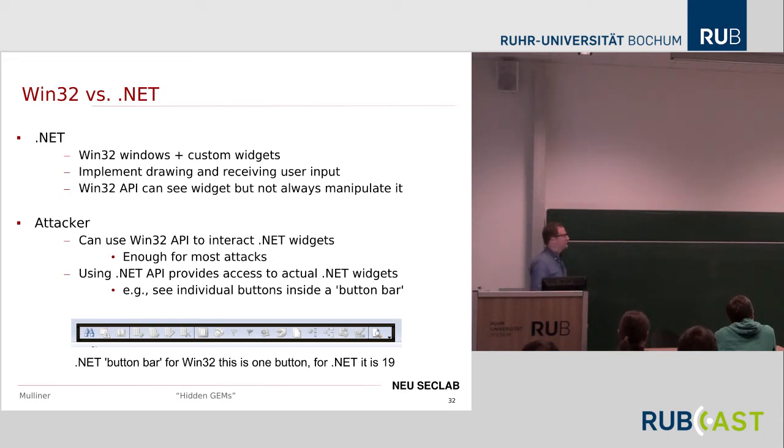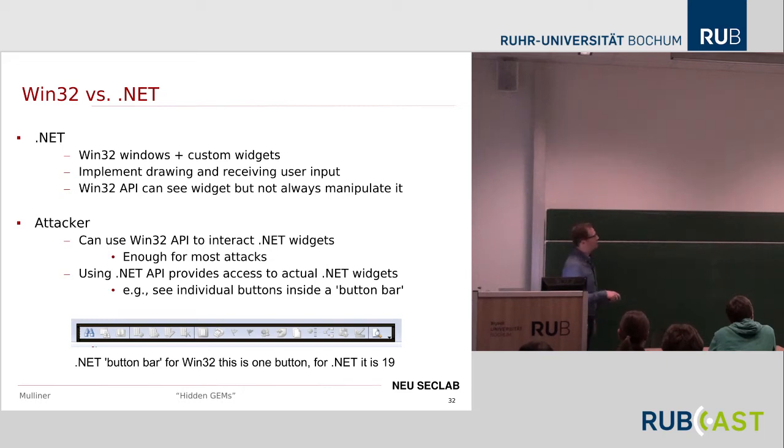For an attacker, basically the attacker just needs to be able to do the enumeration and doesn't really need to know anything about whether an application is a .NET or a native application. Sometimes you will see something like this, where you would say, hey, each one is a button, but this is a .NET button bar, so every single icon is its own button. But for the Win32 API, this just looks like one button.